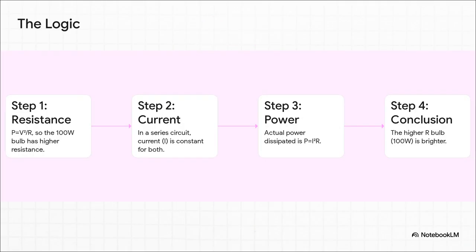Step 1, remember that power equals V squared over R. That means the lower wattage bulb, the 100-watt one, actually has higher resistance. Step 2, they're in series, right? So the current flowing through both of them has to be identical.